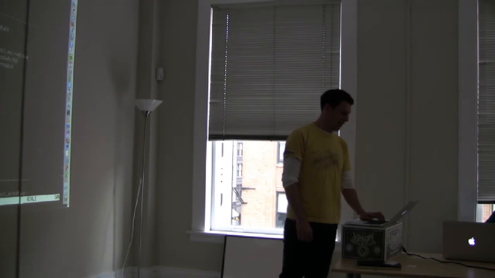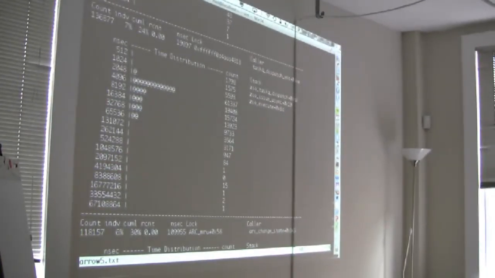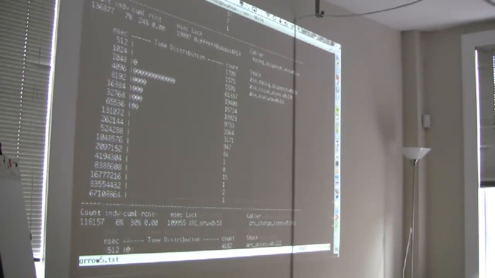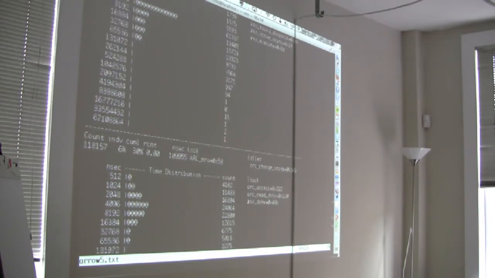Same lock, different place, just as bad spinning. This is data we collected over a year ago, so this predates that IO scheduler.